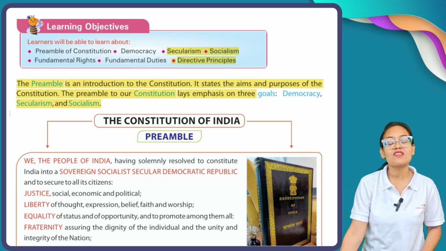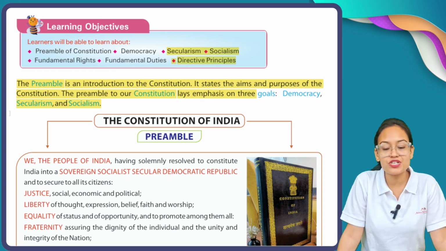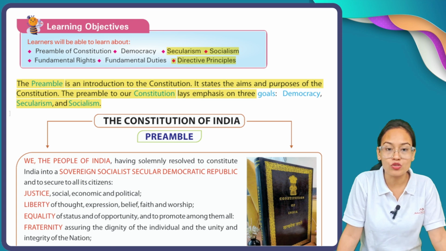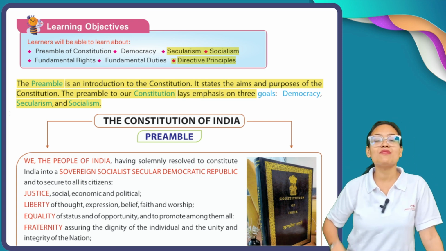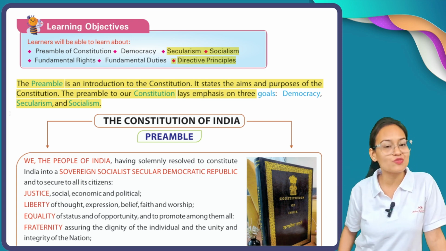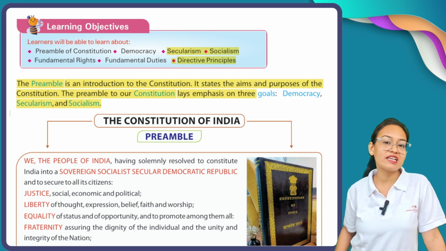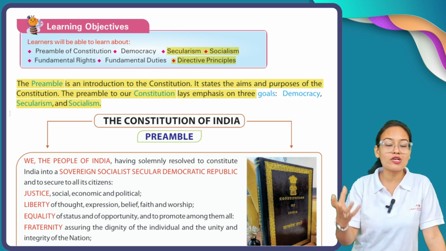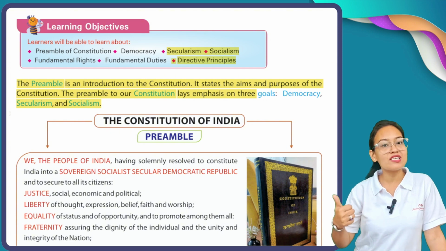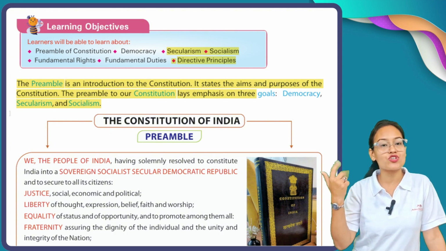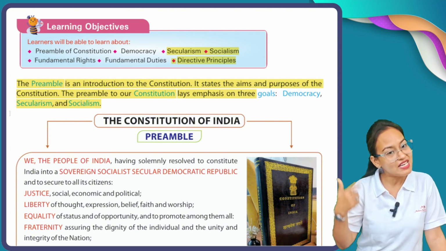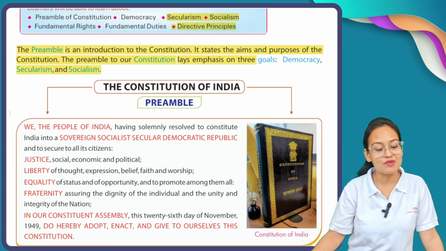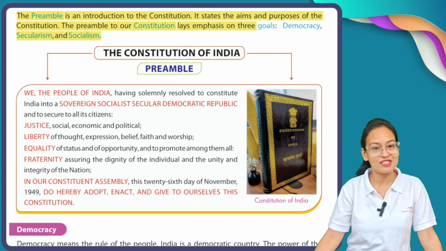The preamble to our Constitution lays emphasis on three goals. So, the introductory page of our Constitution, which is known as preamble, is specifically devoted to three goals: democracy, secularism, and socialism. Come with me and discuss these words.